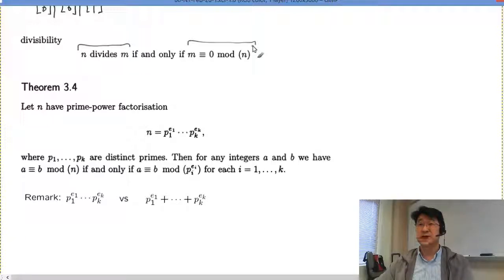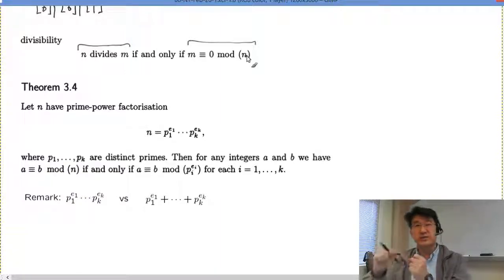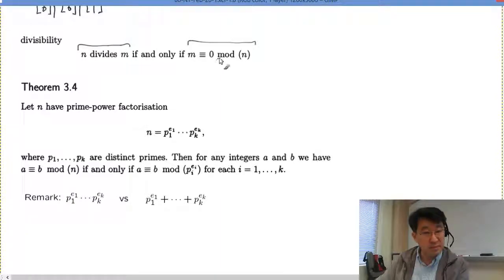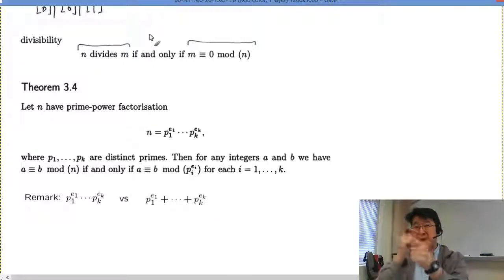Make sense? So establishing this by calculating, using the calculation mechanism of congruence, if you can establish that, that is the same as n divides m. Not necessarily factoring through and all that. Fair enough? All right, so here's a theorem.